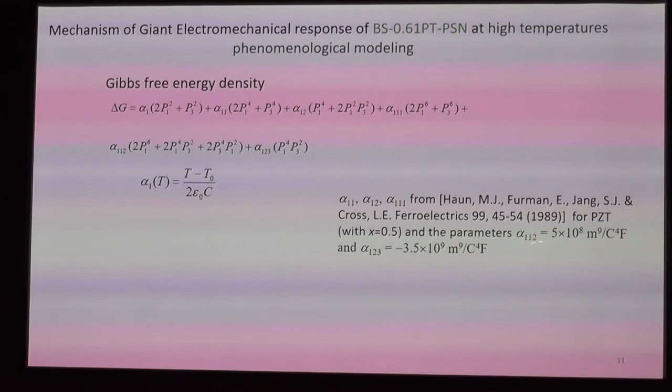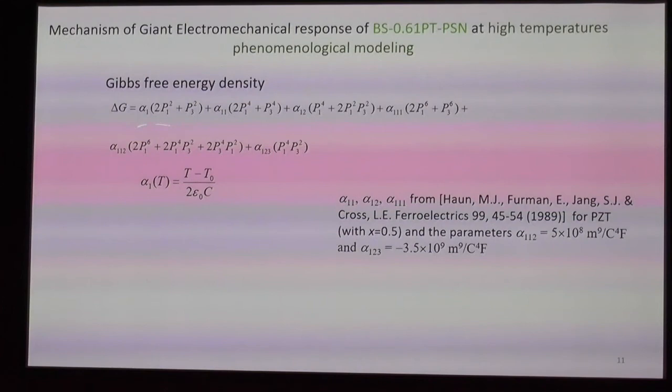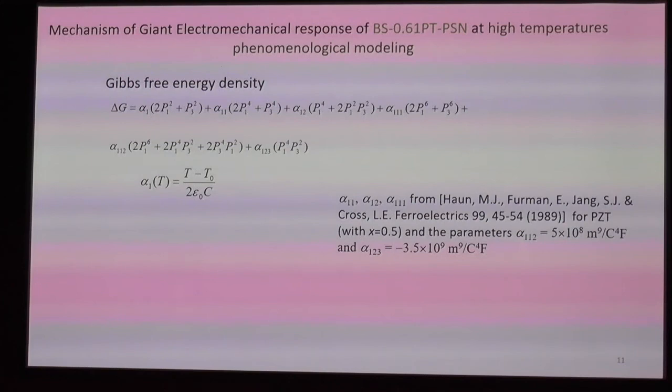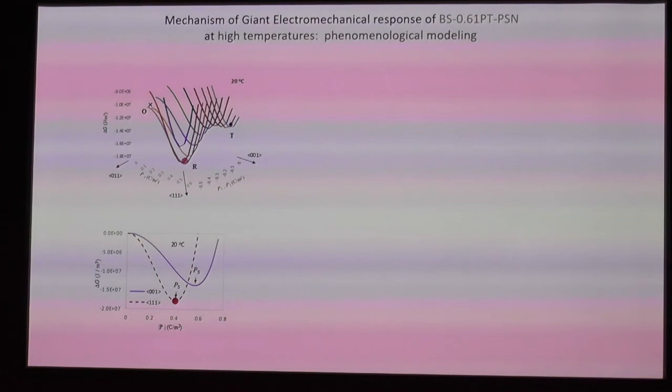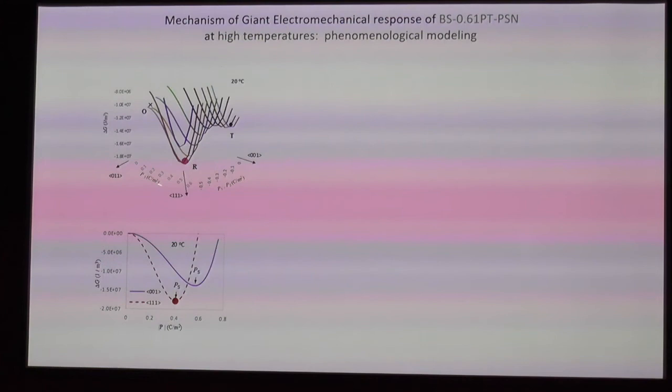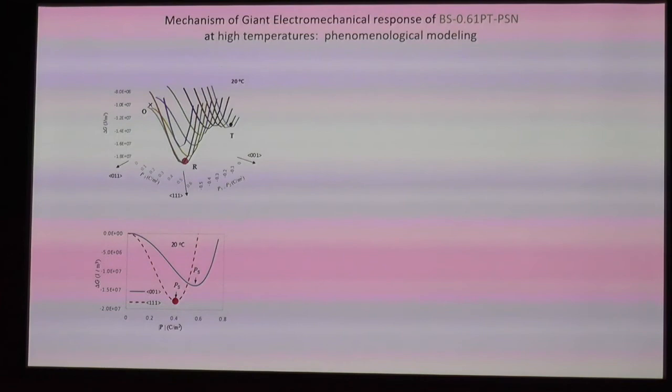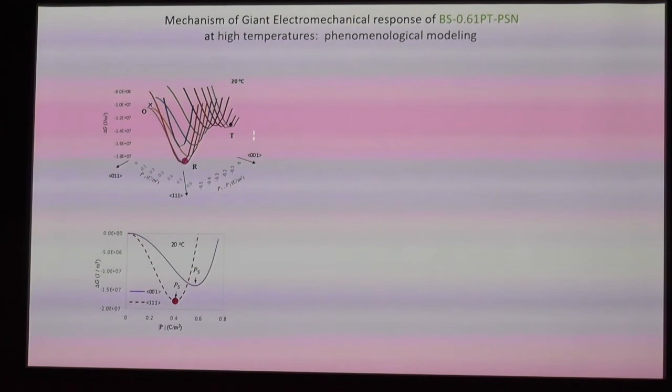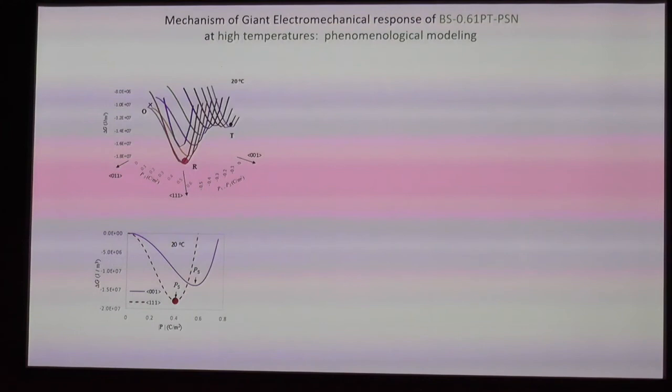And after that, taking the temperature dependence of the coefficient before the quadratic term, and with known Curie temperature and Curie constant, we obtain such a shape for potential energy at room temperature. We have the energy minimum in the 111 direction, which corresponds to rhombohedral symmetry as we measured by X-ray. The red ball shows the stable phase. The metastable phase is tetragonal. Energy is a little bit higher. And the unstable phase, the cross, shows the position of the orthorhombic phase.